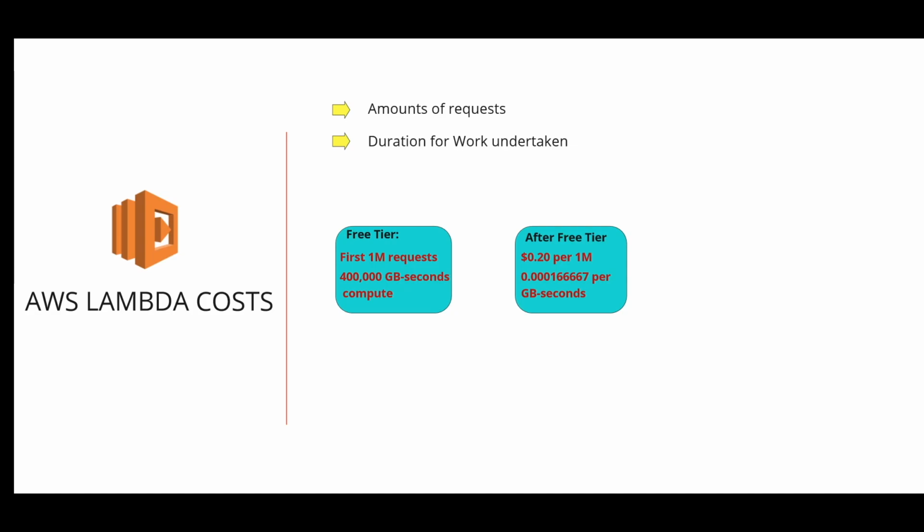So in the US East region, the cost is 0.00001667 per GB-second. The duration is measured in gigabytes of memory per second increments. For example, if I have 1 GB-second, it means that I can run a Lambda function that uses 1 GB of memory for exactly 1 second. Or I can run one function that has 500 MB for 2 seconds.